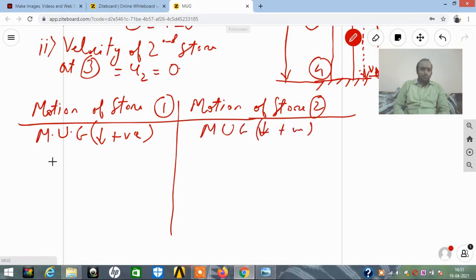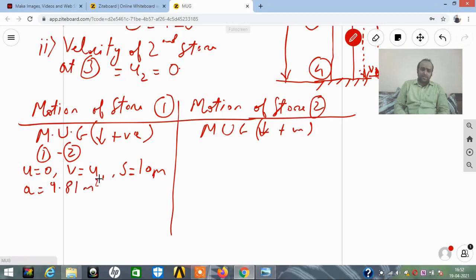Now I will be considering motion of stone 1 from position number 1 to 2. Here the initial velocity is 0. The final velocity is u1. S is equal to 10 meters. And a is equal to 9.81 meter per second square.